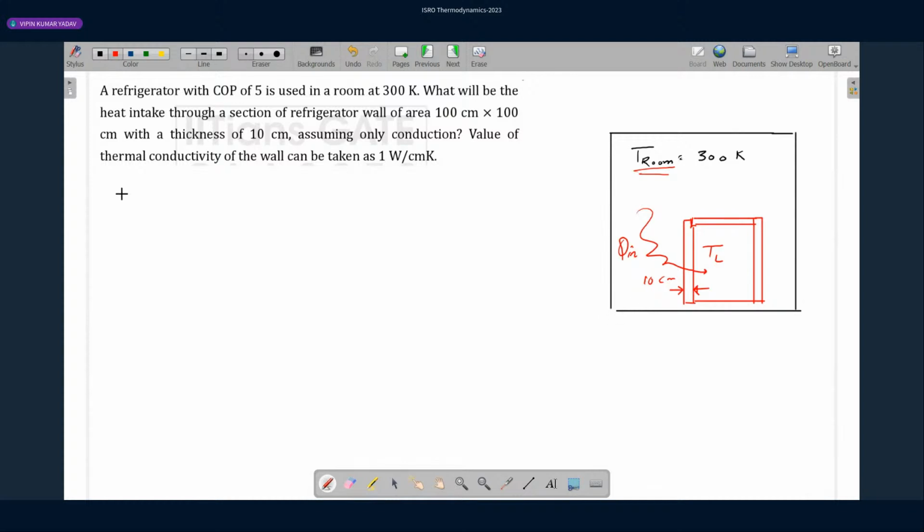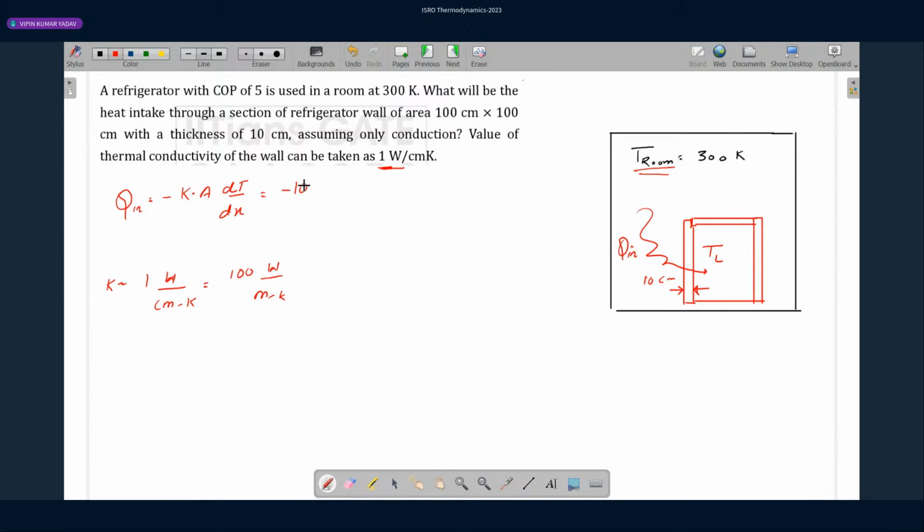Now, how do I find out Q in? So Q in is equal to minus K area by conduction. Okay, only by conduction, dT by dx. So you see K is given. K is how much conductivity? 1 watt per centimeter Kelvin. If I convert this into meter, it is 100 watt per meter Kelvin.